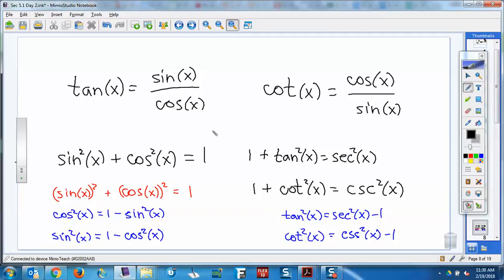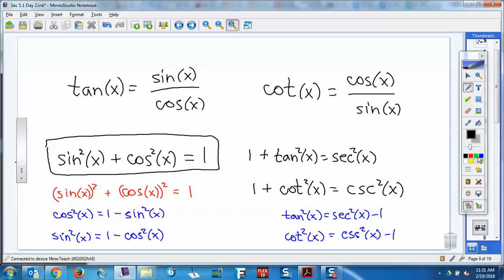So we need to know not only sine squared plus cosine squared equals 1, but we need to know the rearrangements of that. We need to know that 1 minus sine squared is cosine squared, or 1 minus cosine squared is sine squared. So if we subtract and move these around, we need to know those. These other two that we just talked about, we need to know those. Now, I think it's best just to memorize them.